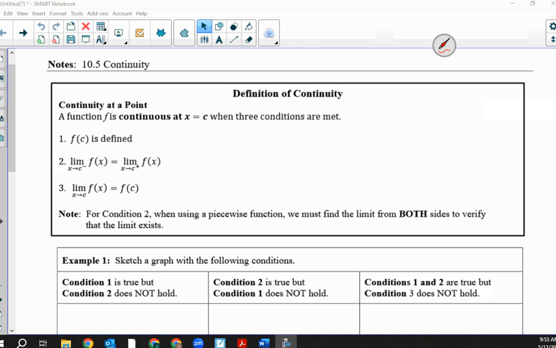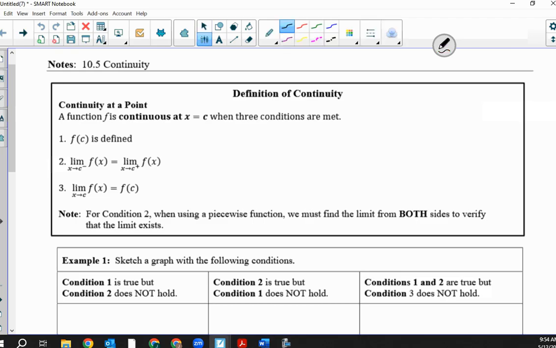Right, guys, so continuity, again. You know what it means for a function to be continuous. If you can trace the whole function without lifting your pencil, it's continuous. If there's a hole, a jump, or an asymptote, it's not continuous. The way we're going to formally define that is with these three steps here.